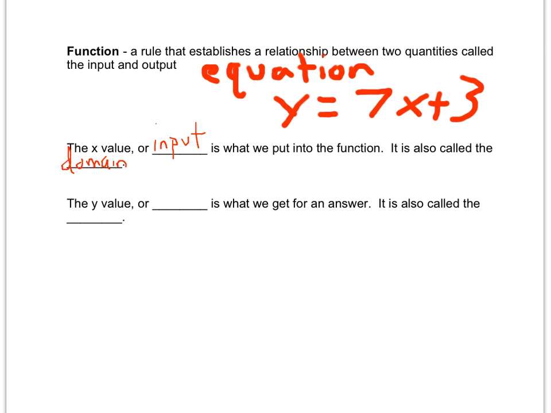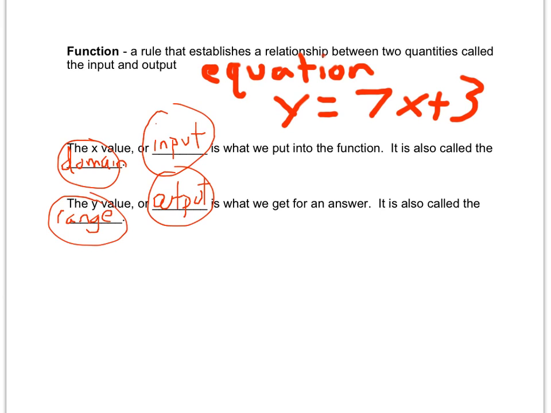The y value then is called the output, and that is what we get for an answer. We're going to put some number in for x and get something back for y, an answer that we have to solve for. It is also called the range. Now you will need to know these four words and what variable they are associated with. So input and domain are the x value, output and range are the y value.